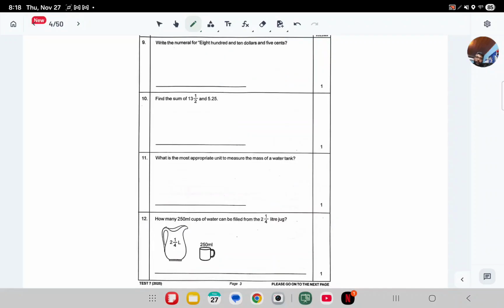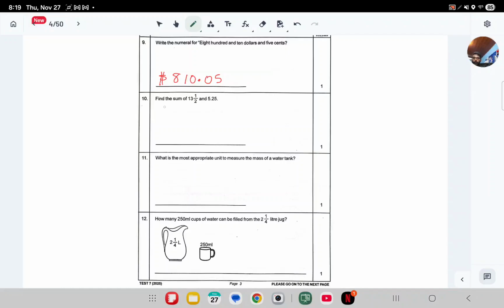Number 9. Write the numeral for $810.50. So we have $810. Put the point to separate the dollars from the coins. 5 cents would be 5 cents. If we add 0.50, that would be 50 cents. Alright, so 0.5 is 50 cents.